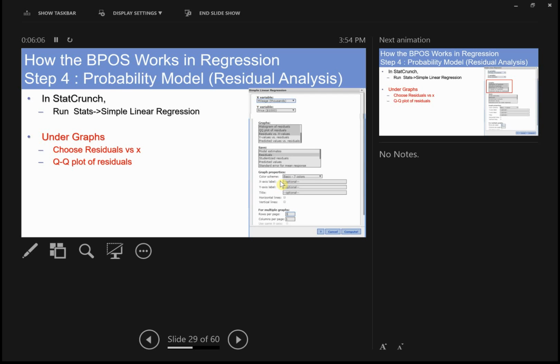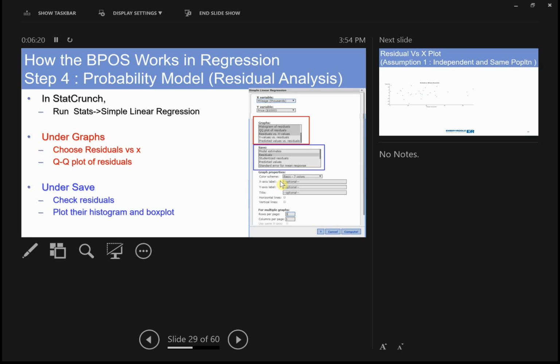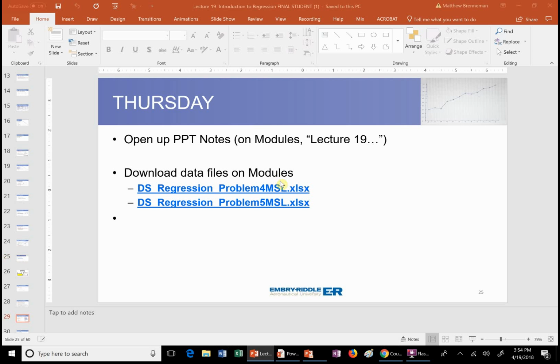Now we're going to plot some graphs of the residuals. So we're going to choose residual versus x and QQ plot of residuals. And then we're going to go ahead and save the residuals themselves, and we're going to make a histogram and a box plot of the residuals. So let's go ahead and do that. So go into StatCrunch.